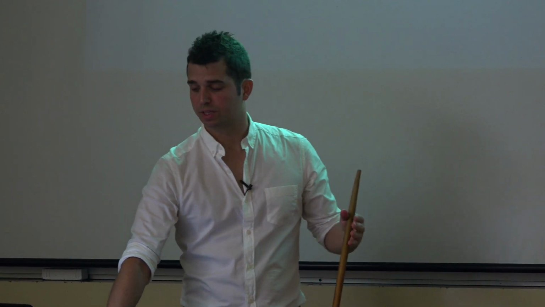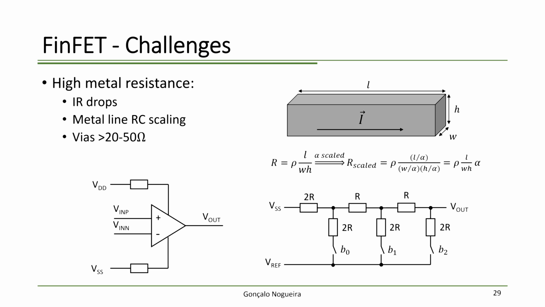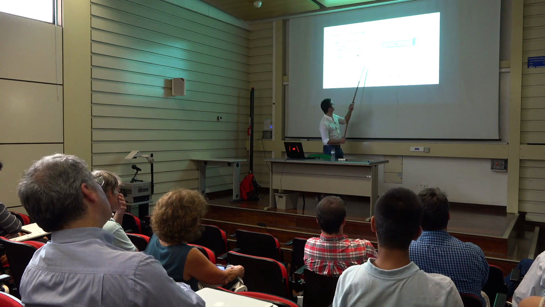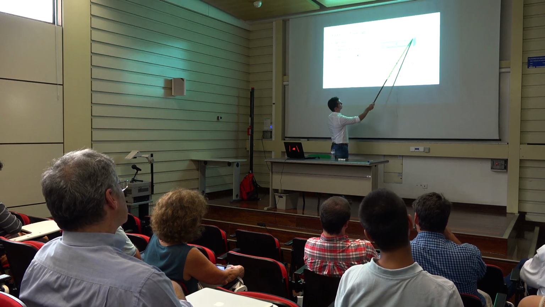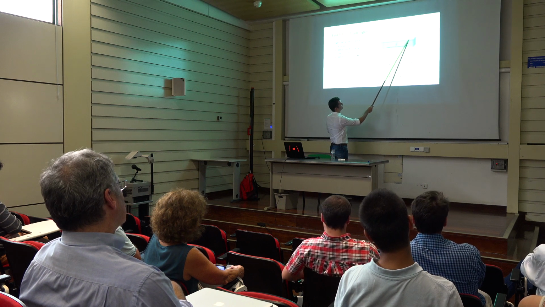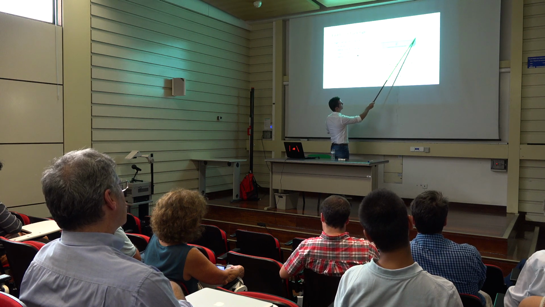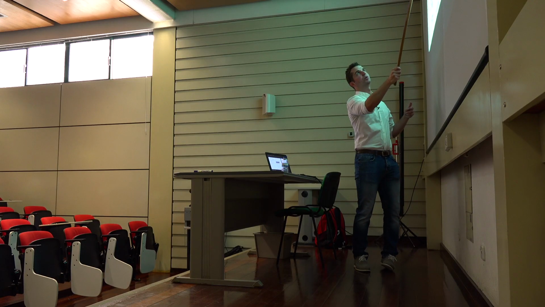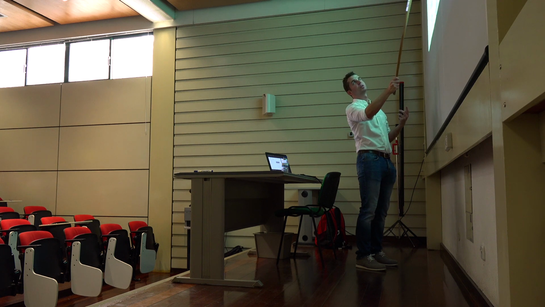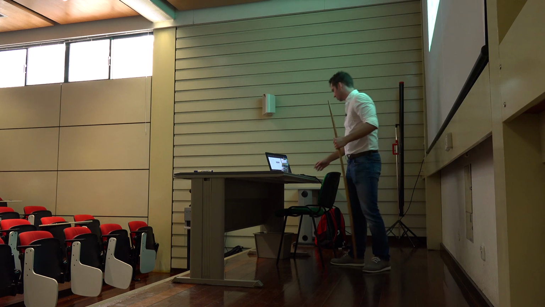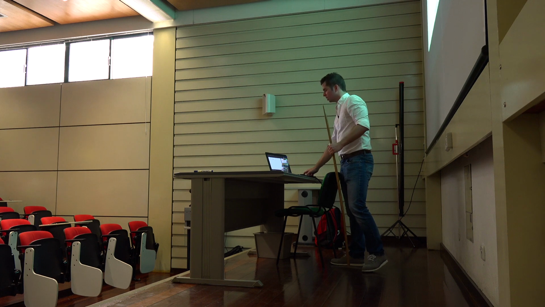Also, you'll notice that vias can go above 20 to 50 ohms in FinFET nodes, and that metals can go above 0.5 to 1.5 ohms per square. So for those of you who haven't heard about squares in metals, you can imagine it's like having a width and a length, a square of equal length and width. So for instance, this metal line would have like 1, 2, 3, 4, 5 squares, more or less, just to give you a rough idea.